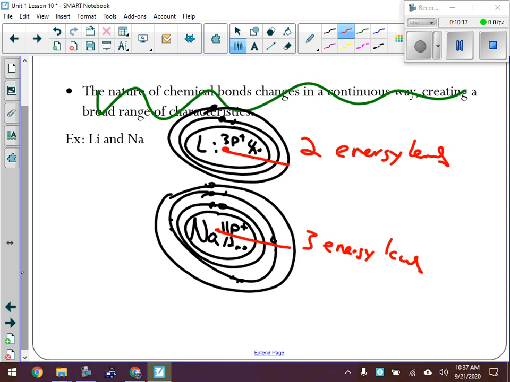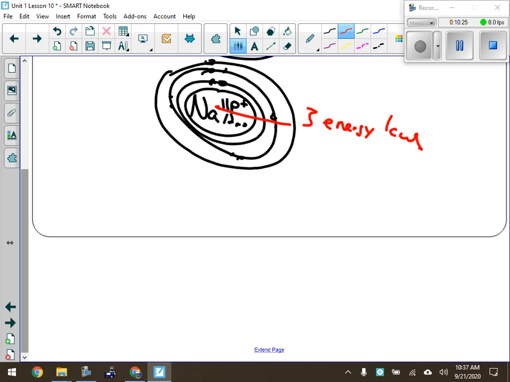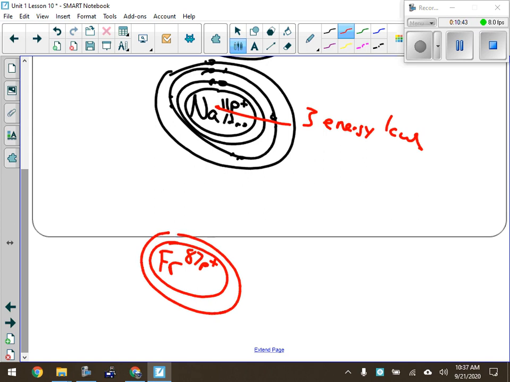And that's why, as we go down here, if we think about lithium, here's sodium. I'm going to move it down here, actually. If you think about francium, again, francium is what? I think it's 87 protons. I don't remember how many neutrons it has, but it's got 87 protons. You need to have 87 electrons. So think about that. There's 2.